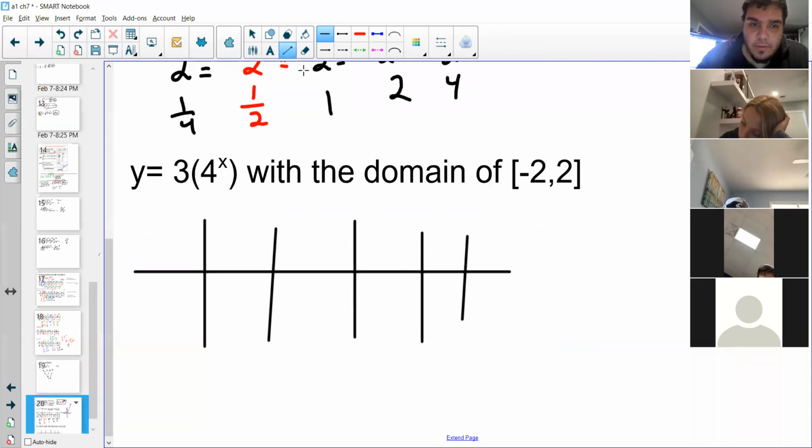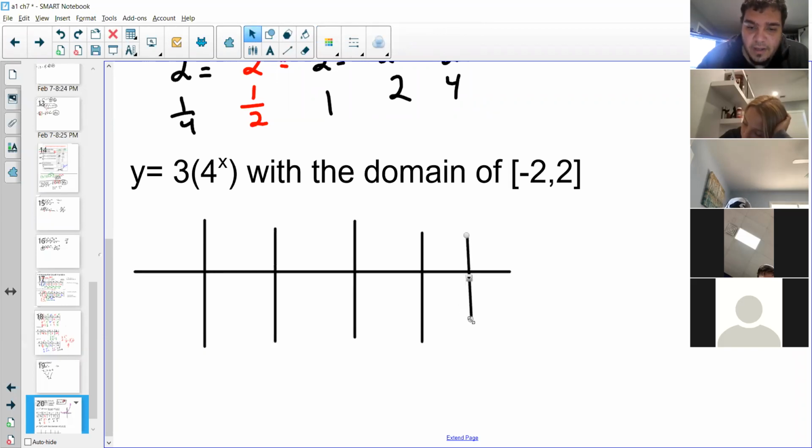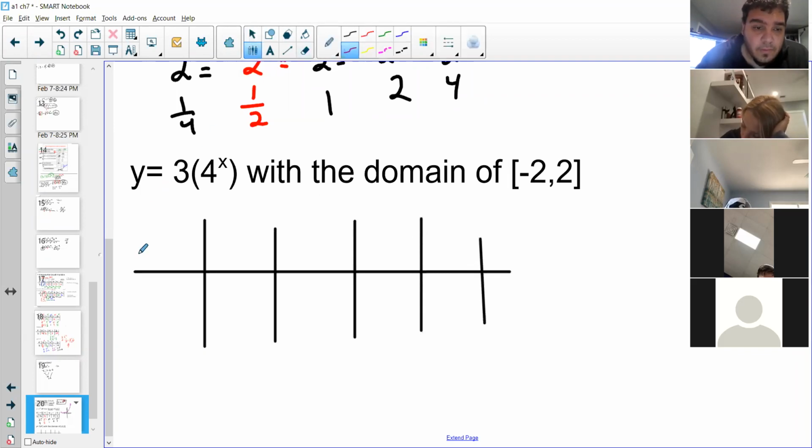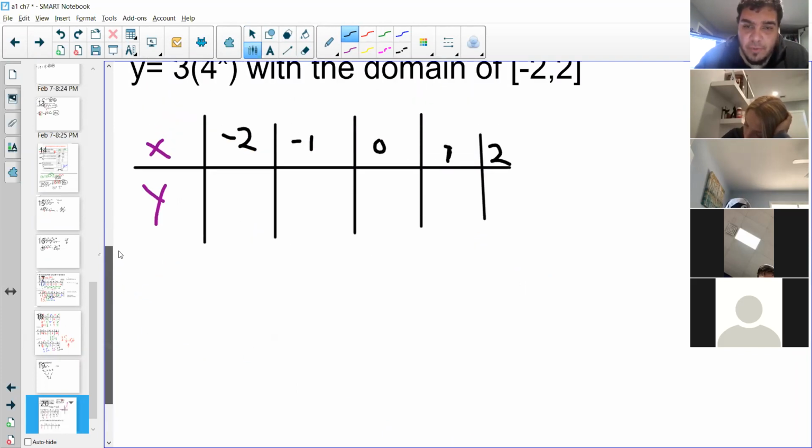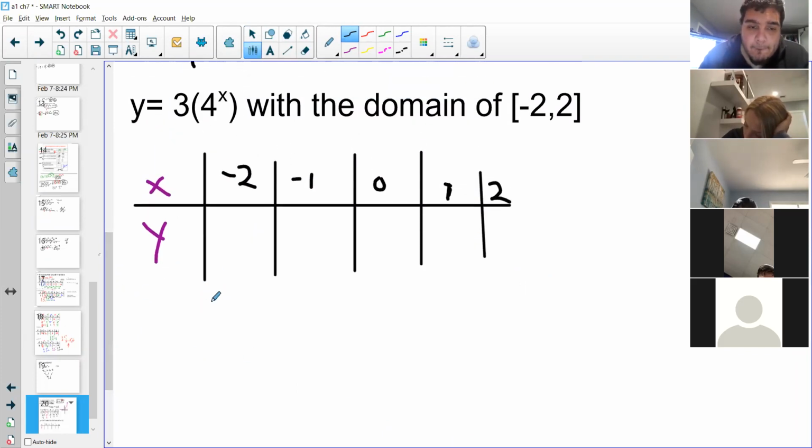x: 1, 2, 3, 4. Okay. So the domain, or x values, are typically going to be the same. So that is x, y, and it's -2, -1, 0, 1, 2. Let's start with -2, which I would argue is probably the hardest one of them. So what we have is 3 times 4 to the -2 power.